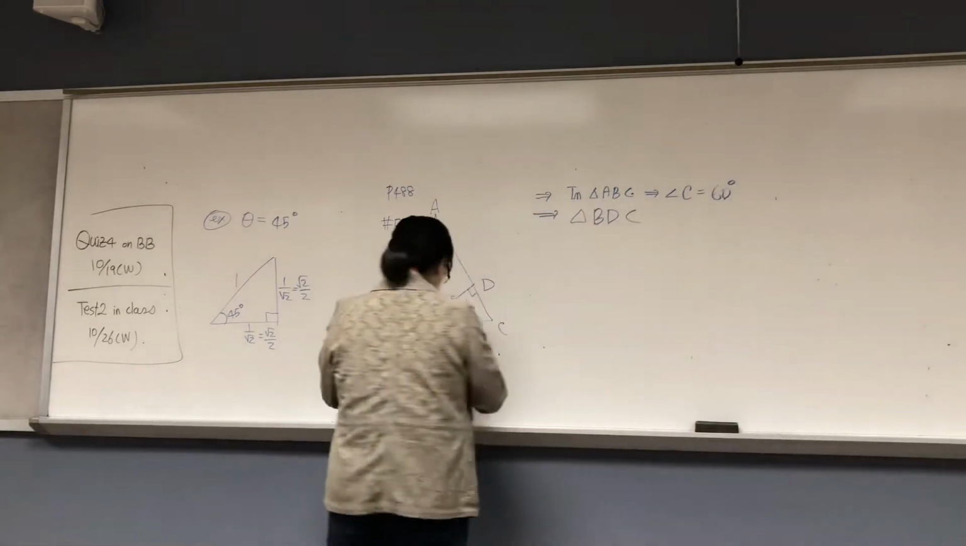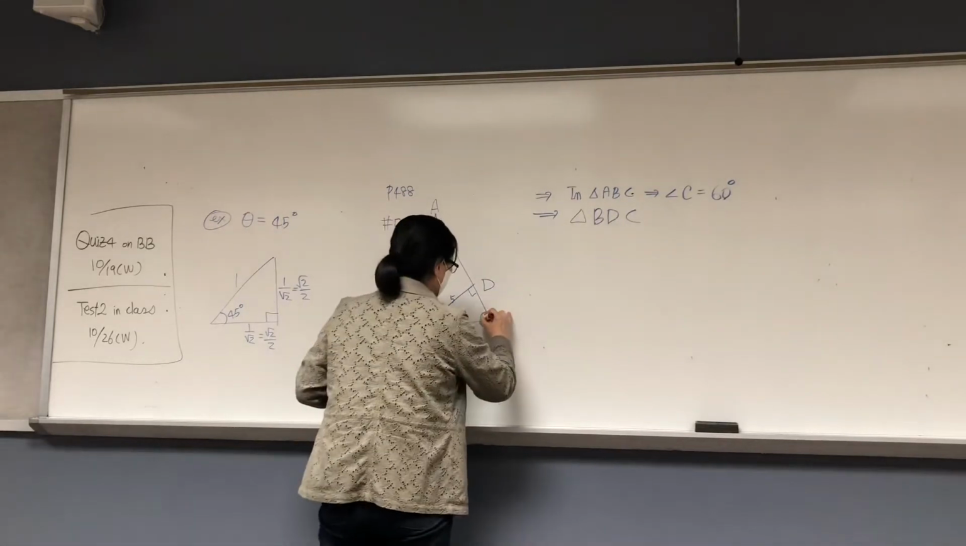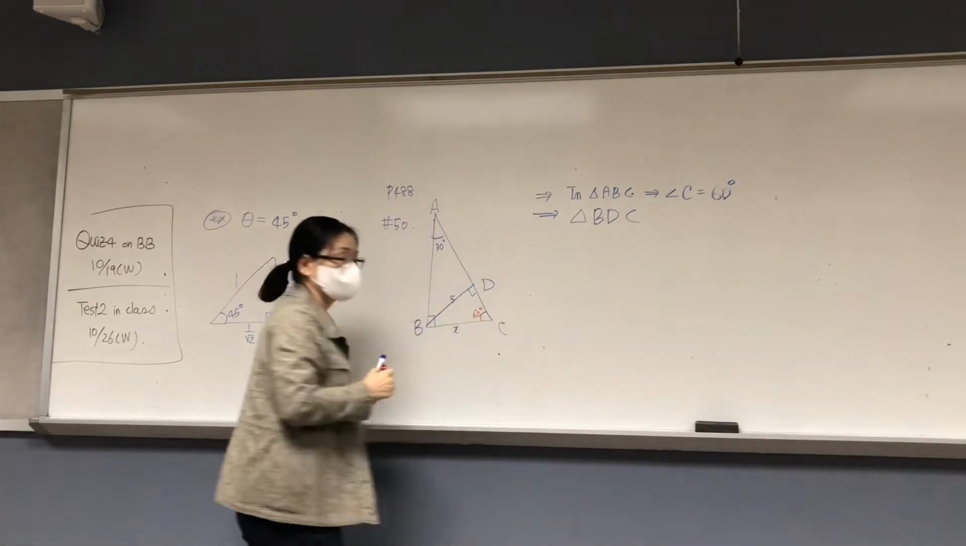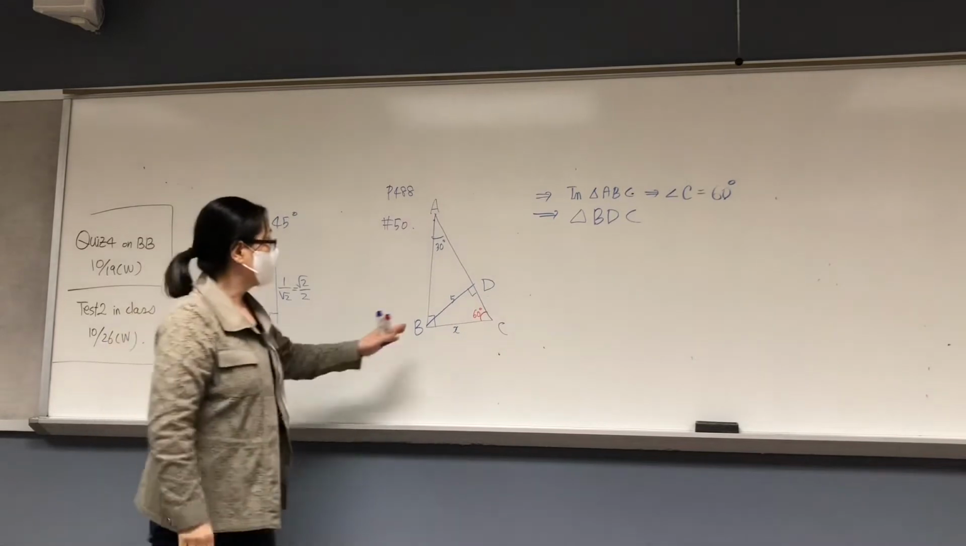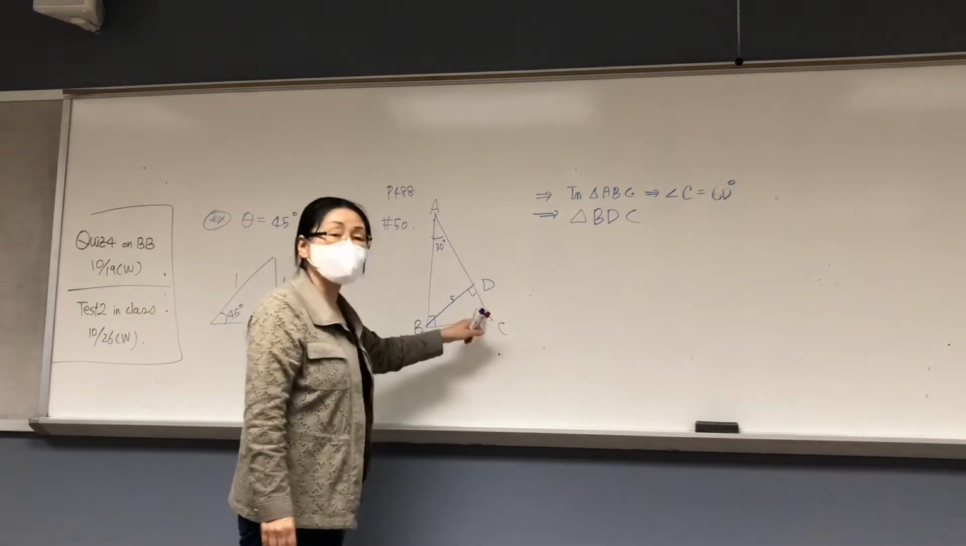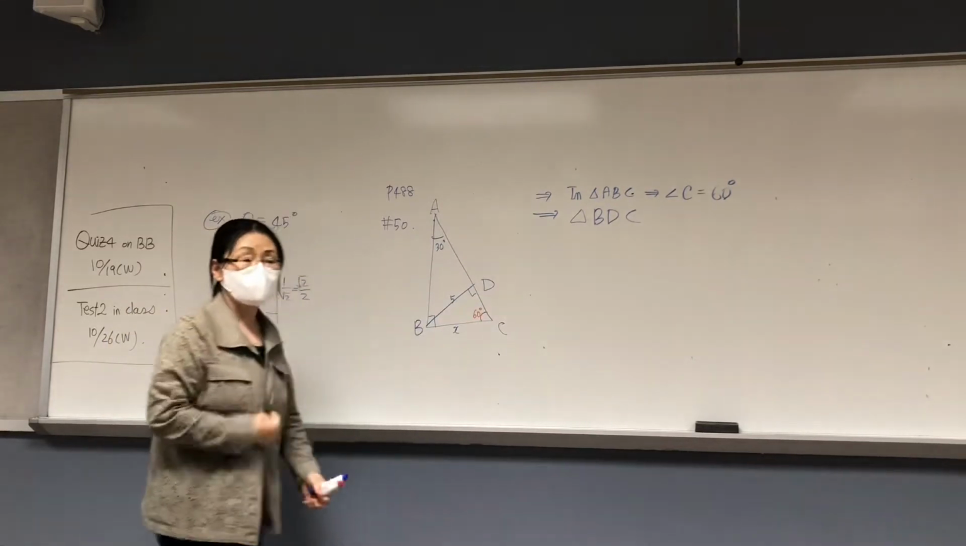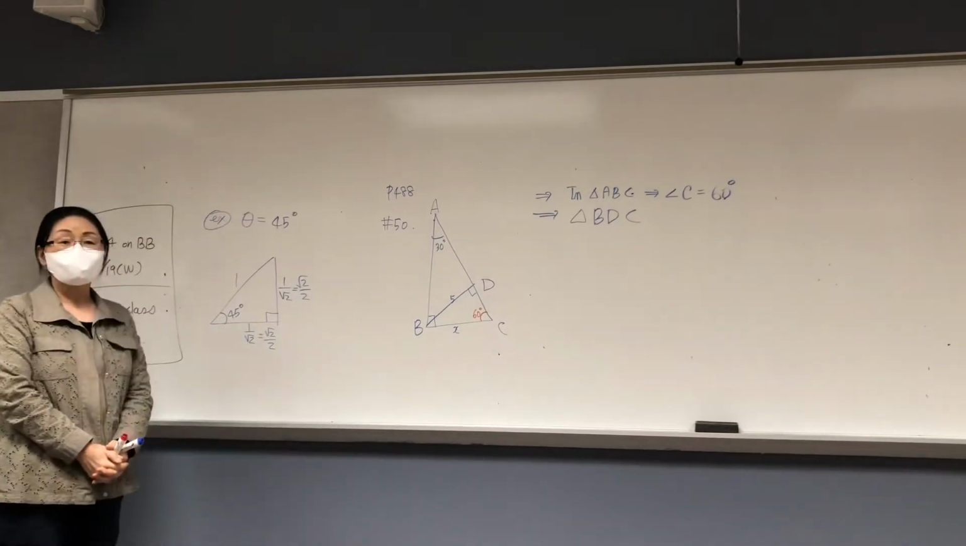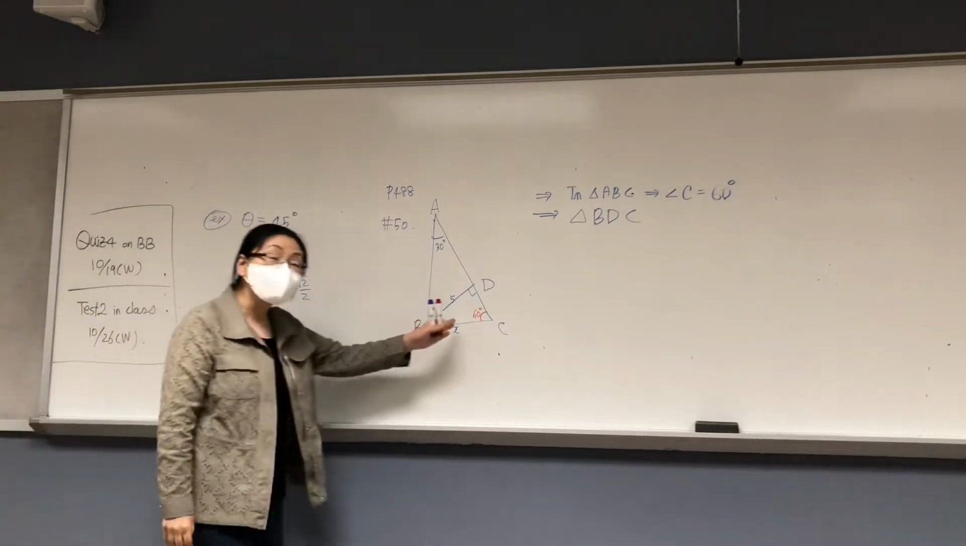So this is 60. Wait, how do you know that? This is 90. This is 30. And then what is this? 60. Oh, okay. Any other question? So we got the information.